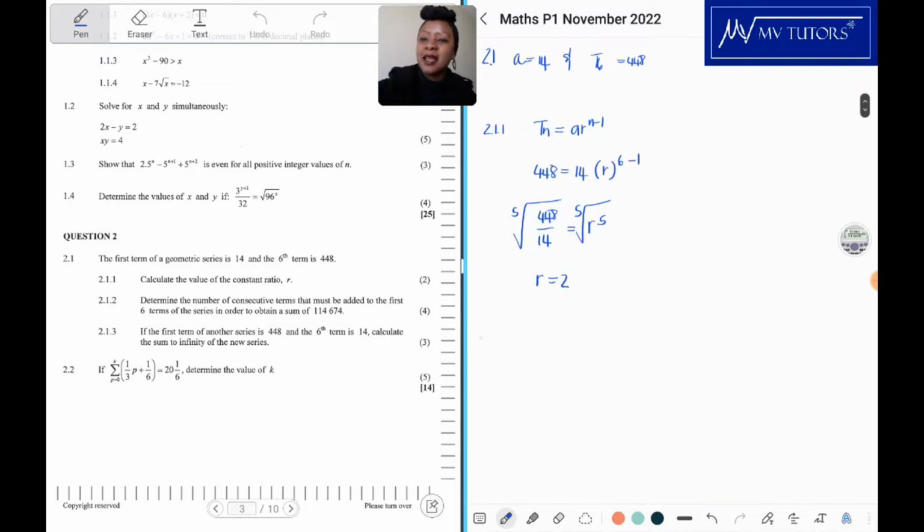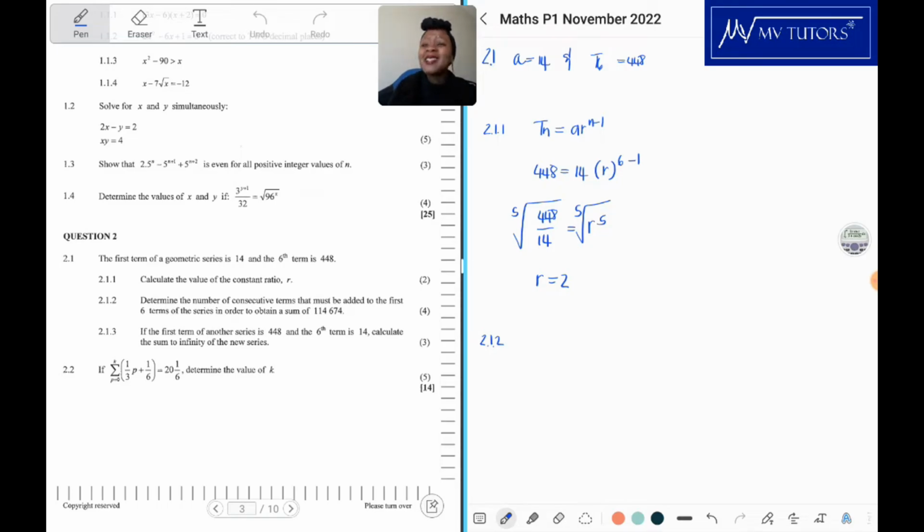Okay, great. Now 2.1.2, determine the sum of consecutive terms, so they follow each other, whether it's T20, 21, 22, whatever, that must be added to the first 6 terms of the series in order to obtain a sum of 114674. Whew, that's a loaded question.